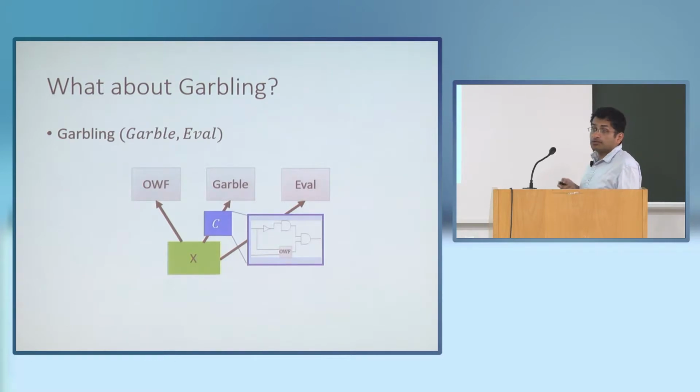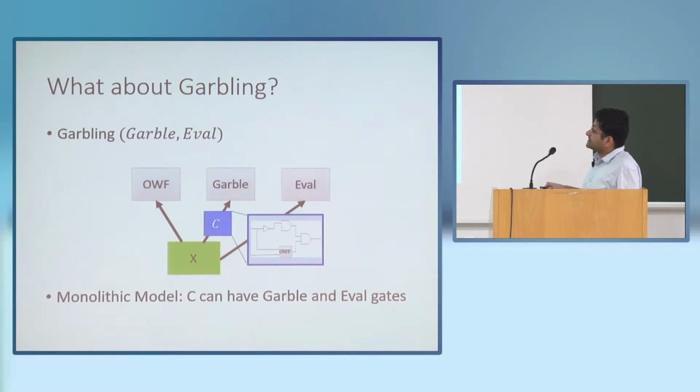If I wanted to talk about the monolithic model, then I could allow for one-way function gates, garble gates, as well as evaluation gates. So I could have maybe a garbled circuit takes another garbled circuit as input, evaluates it because it has the label somewhat hardwired in it, and somehow then computes something on the output and spits it out. Okay? So this is an extension of this model that one could think about.